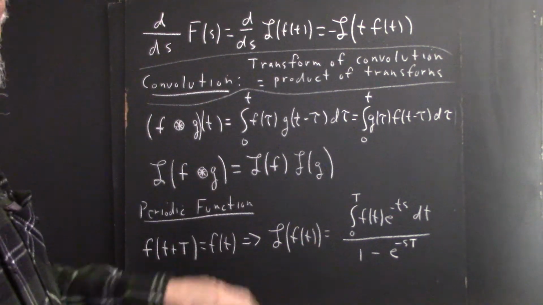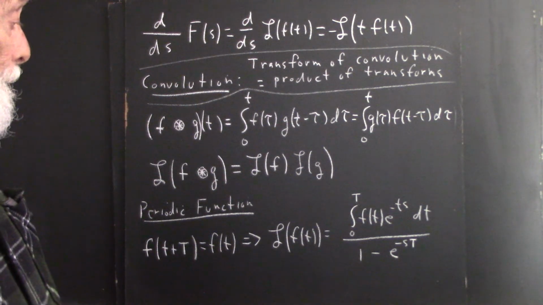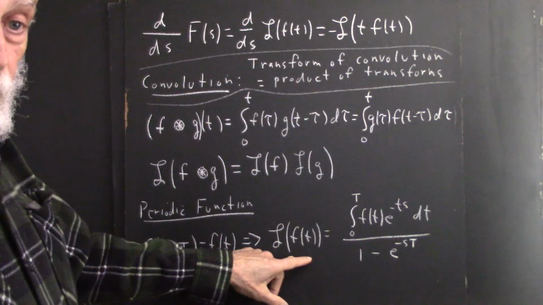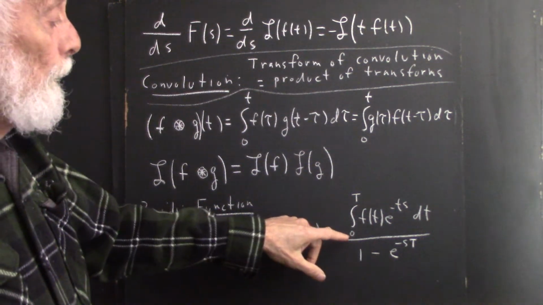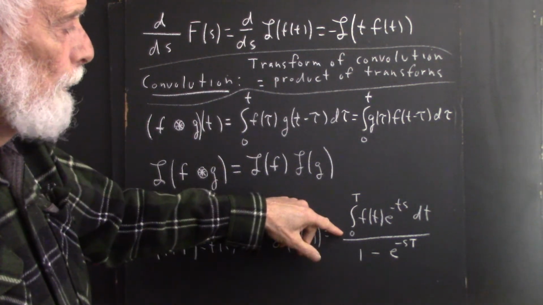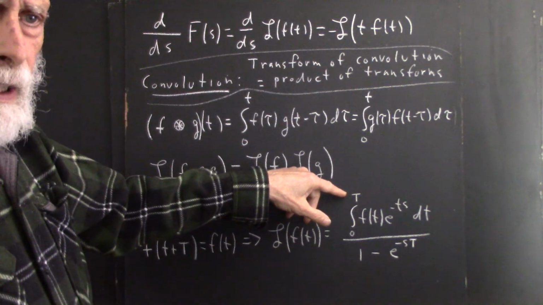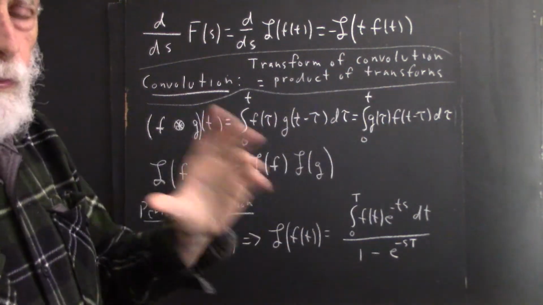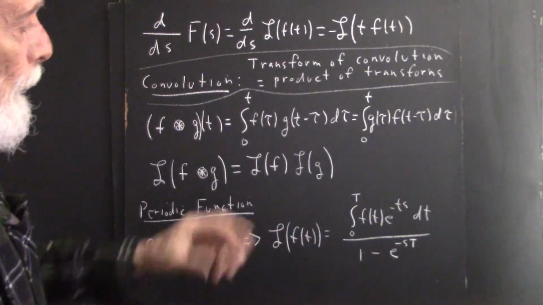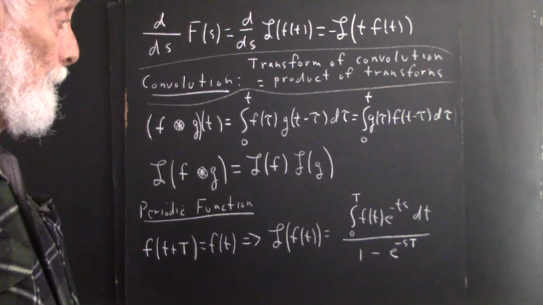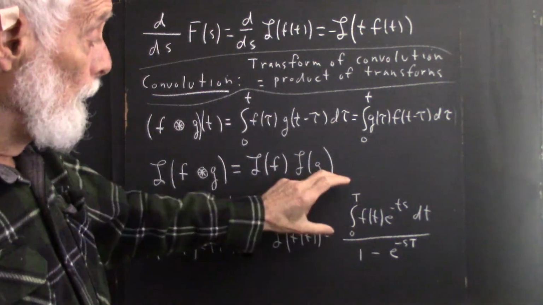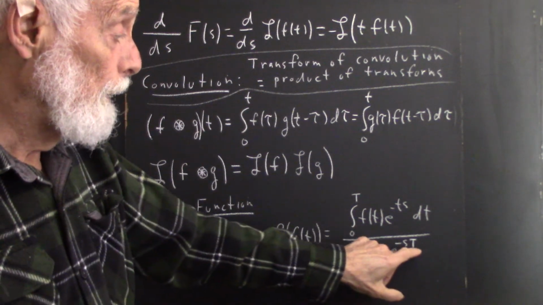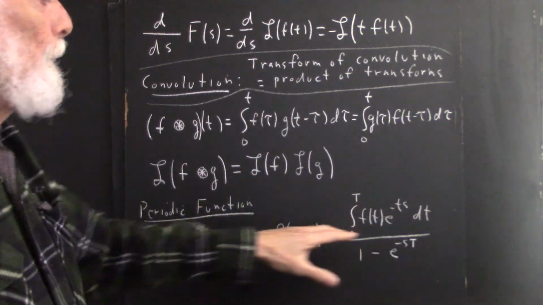If the function is periodic, then it turns out that you can calculate its Laplace transform by simply doing the Laplace transform integral, but only from 0 to capital T. That is, only through one period. If you can integrate the thing over one period, then you have the Laplace transform, because the Laplace transform is just that one period integral divided by 1 minus e to the negative s capital T. It's very easy to derive this.